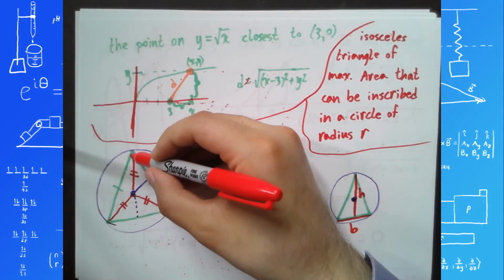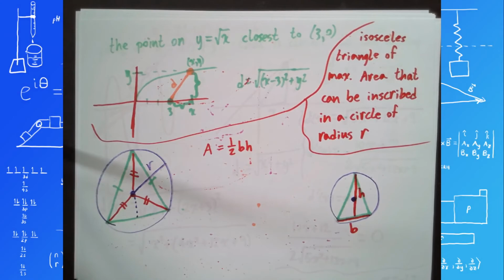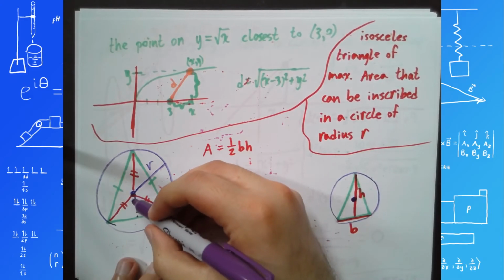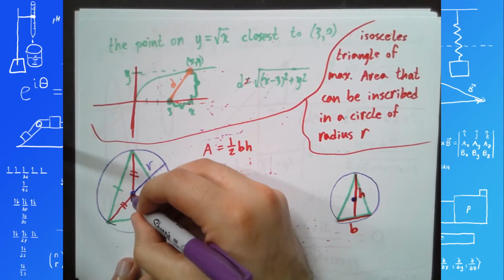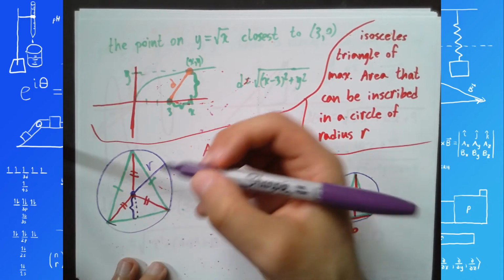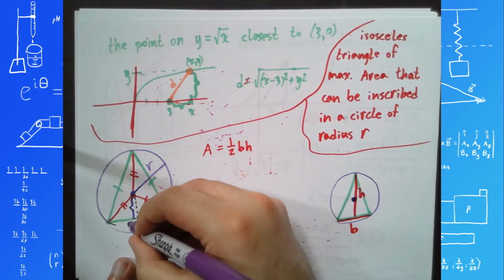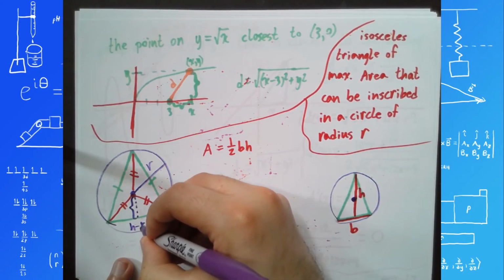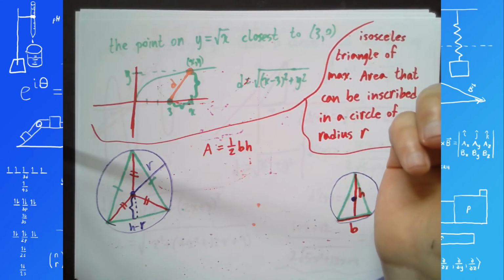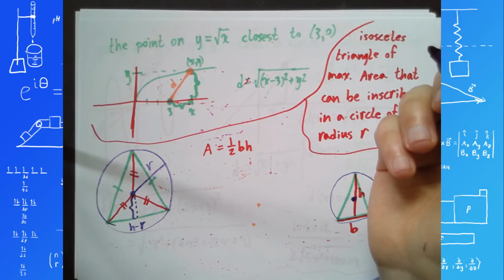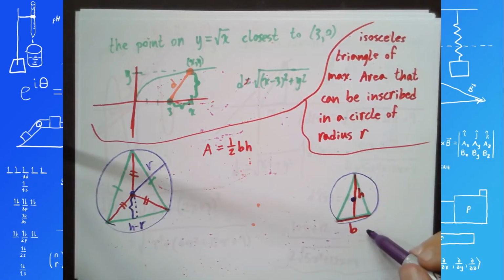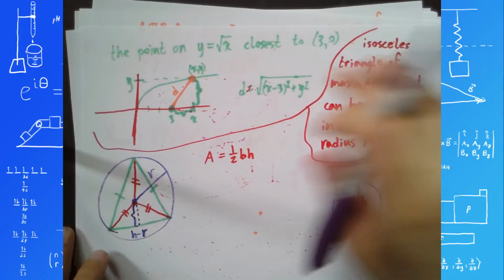Well, I guess this dotted purple line over here would be equal to the height minus r. It would be equal to h minus r. And I guess from there we can actually relate the height to the base. Okay, I think I know how to do this now. Okay, let's go back to this isosceles problem.